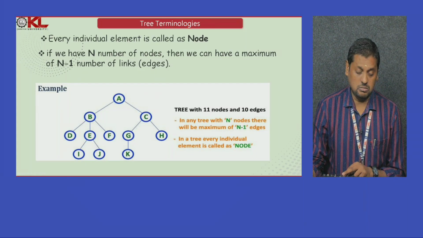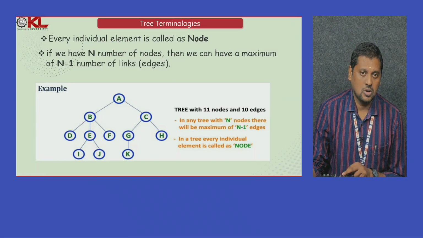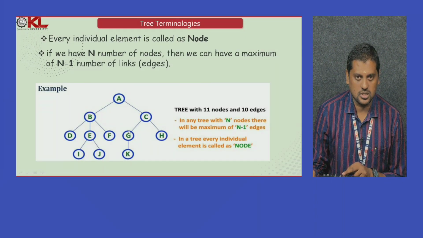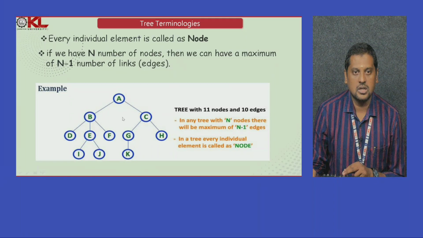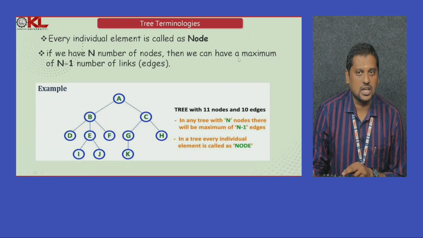Starting with tree terminologies. First of all I have shown you a simple example, a tree. In this particular tree, every individual element is called as a node. Here individual element indicates a node. A, B, C, D, E, F, G, H till K, all are nodes here. If we have n number of nodes, then we can have a maximum of n minus 1 links. Here links is nothing but edges.